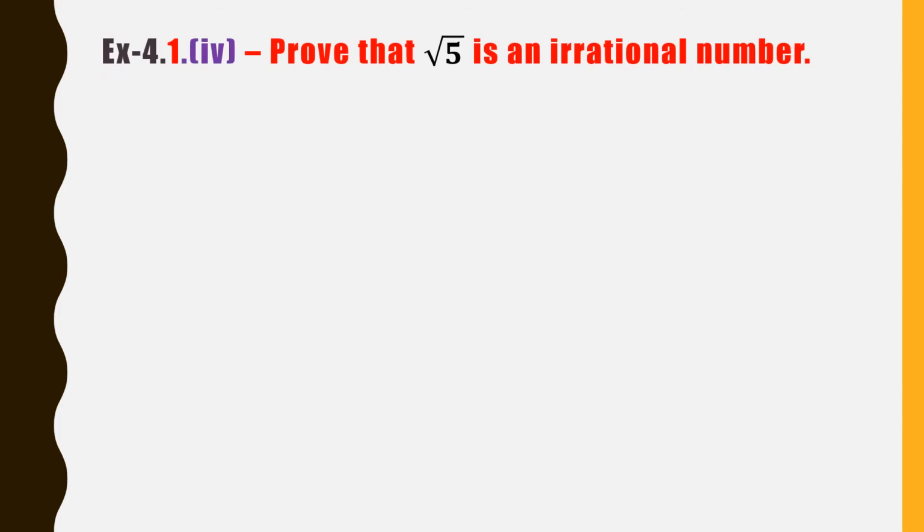So here is your exercise problem. Prove that root 5 is an irrational number. Okay, simple. Just follow the example problem. This is your exercise problem. I gave the question number even. Example 4, sorry, exercise 4, first problem, first bit, fourth question.